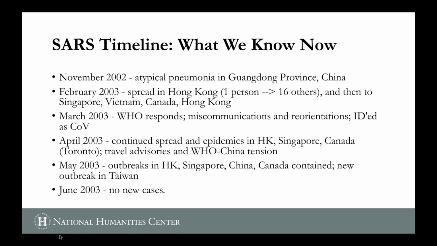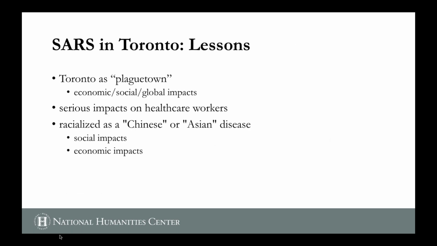It was totally new. It also had a different kind of incubation period that made it easier to stop, easier to track. But it spreads very rapidly in Southeast Asia and then moves with travelers to Canada. There are a lot of miscommunications and reorientations in the first few months. Concerns about transparency, tensions between the WHO and China and internally in China. But ultimately, what we see with SARS is this really kind of heroic containment measure.